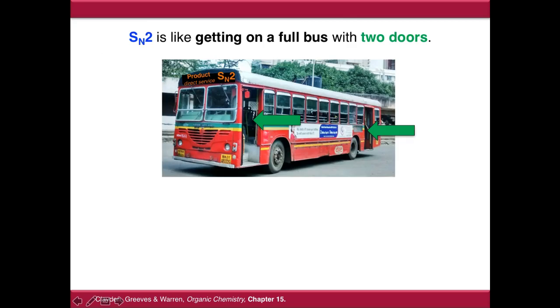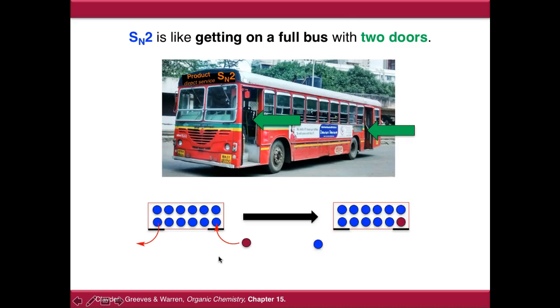So SN2's like getting on a full bus, only now you've got two doors. All right, so if we look at our bus diagram, yes, the bus is full, but if a passenger leaves via the front door at the same time as you get on at the back door, it's possible for you to get on the bus. And this is analogous to an SN2 reaction. So you getting on the bus and the passenger getting off the bus needs to happen at exactly the same time. And that will give you a route to your product.